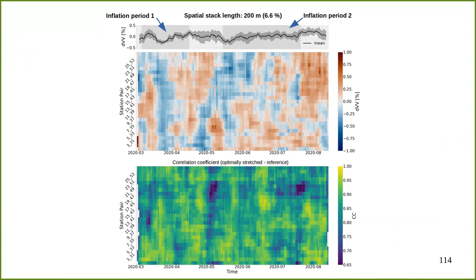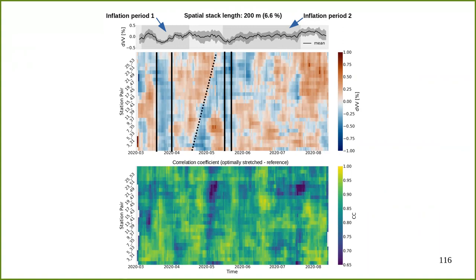The correlation coefficients are overall pretty high, except for a few cases, which indicates that the found velocity variations are reliable. Overall, we detect velocity changes with magnitudes up to 1%. And we can identify several trends in the data. At the end of March and at the beginning of the second inflation period, a velocity drop occurs, seen by all channel pairs.